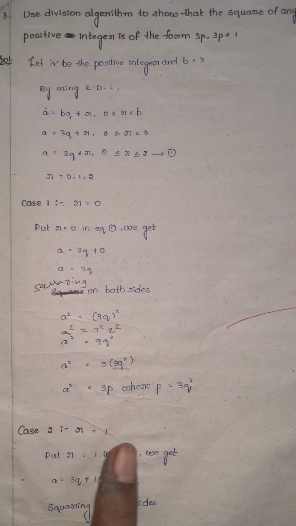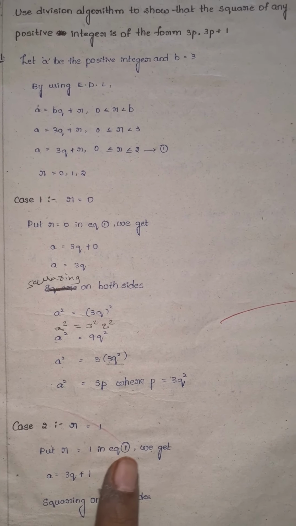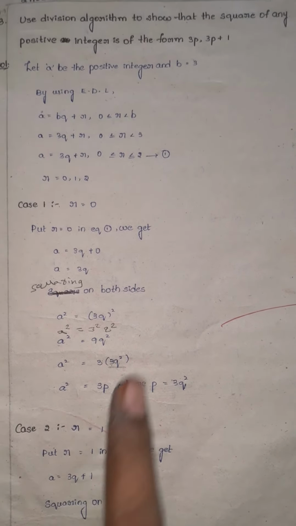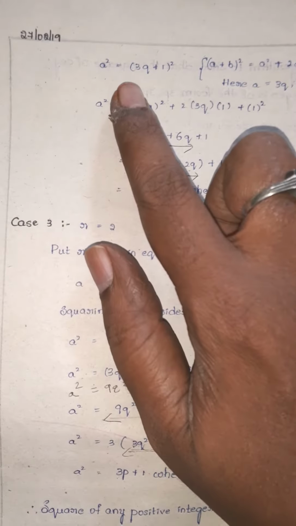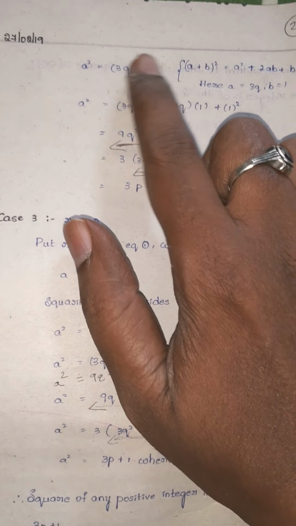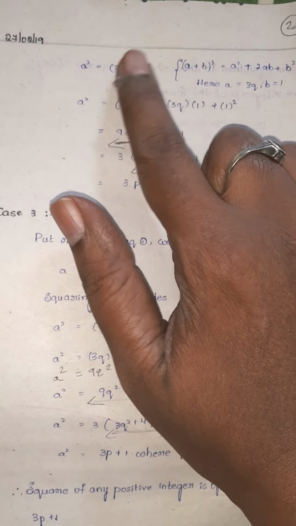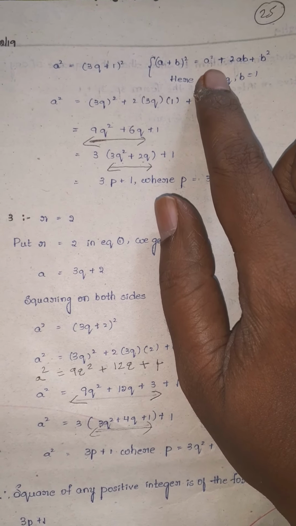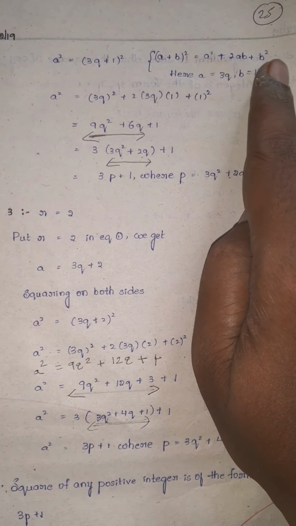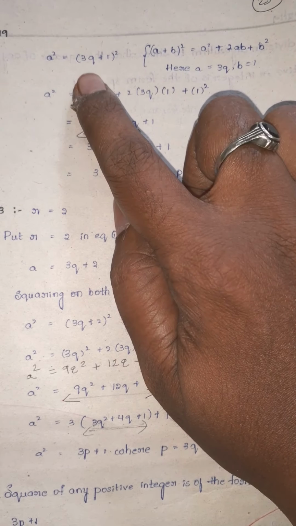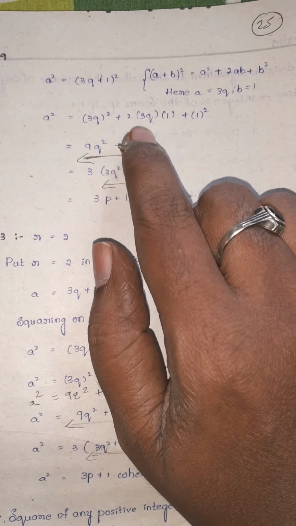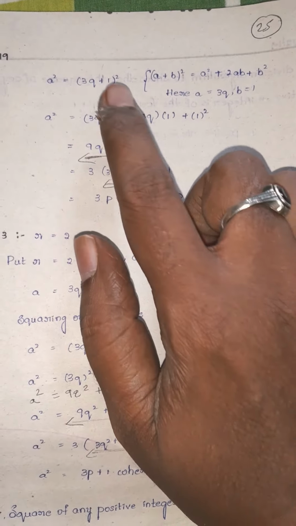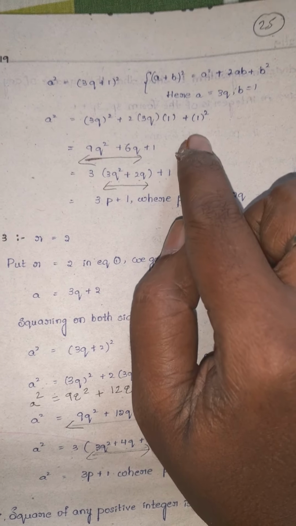Next, case 2: r is equal to 1. Put r equal to 1 in equation 1, we get a is equal to 3q plus 1. Now squaring on both sides, we get a square equal to 3q plus 1 whole square. The right-hand side is in the form of a plus b whole square. What is the formula? a plus b whole square is a square plus 2ab plus b square. Here a value is 3q and b value is 1, so it is 3q square plus 2 into 3q into 1 plus 1 square.